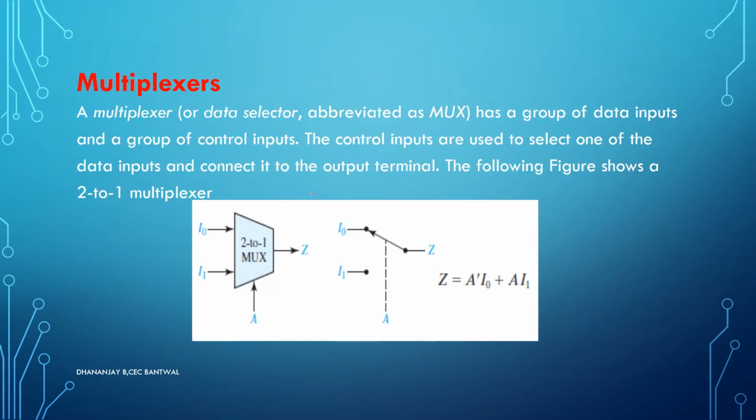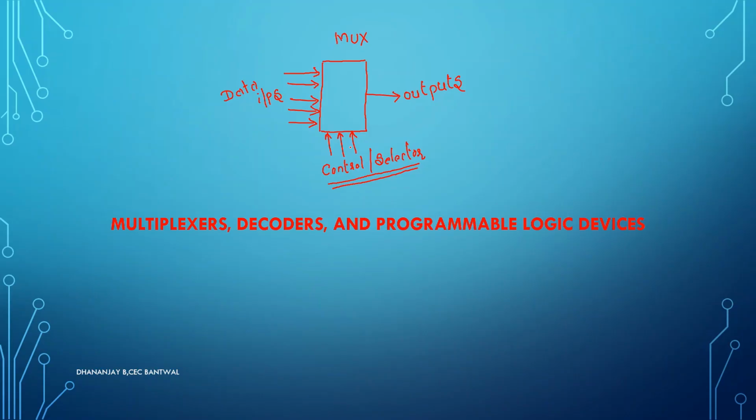See here, the technical definition of the multiplexer is explained. A multiplexer, abbreviated as a data selector or MUX, has a group of data inputs, which means multiple data inputs, and a group of control inputs, which means some selector inputs. The control inputs are used to select one of the data inputs and connect it to the output terminal. That's it. Multiple data inputs, some selector inputs, and one output. Control inputs select the data inputs and send them to the output side. This is what happens in your multiplexers.